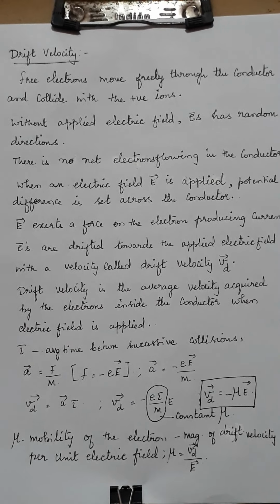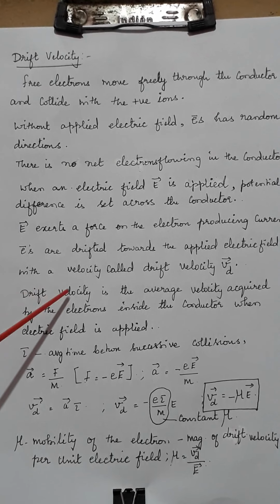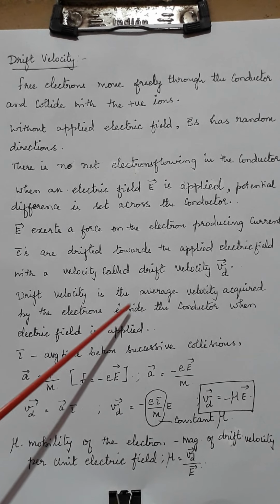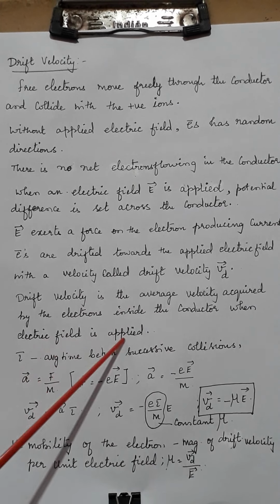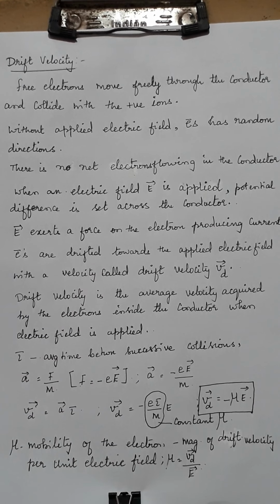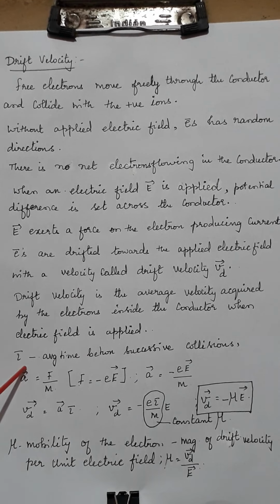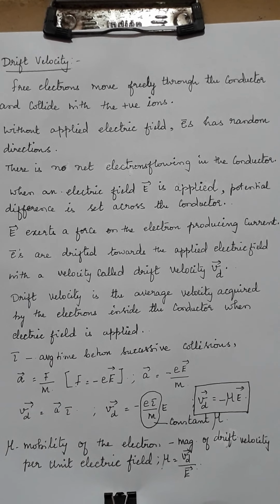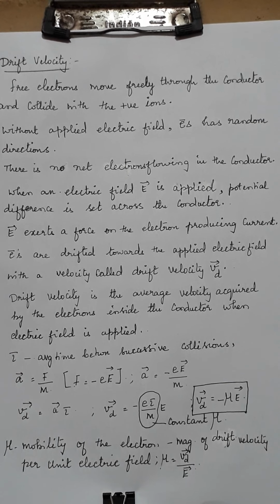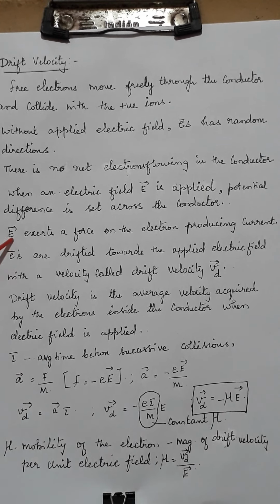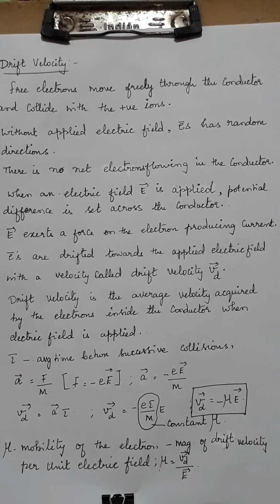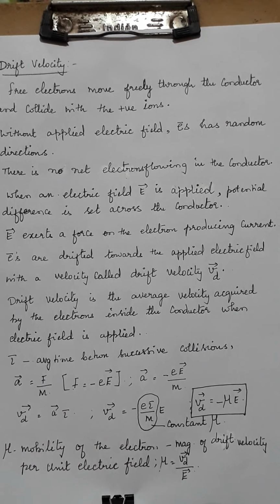Now how can I define this drift velocity? Drift velocity is the average velocity acquired by the electron inside the conductor when the electric field is applied. Now let us consider tau to be the average time between successive collisions. Between two collisions, the time taken is tau. And a force is exerted here. Now I need to know what that force is, only then can I find out the drift velocity.